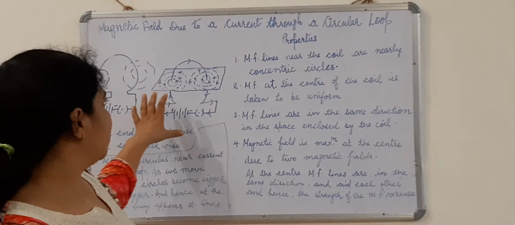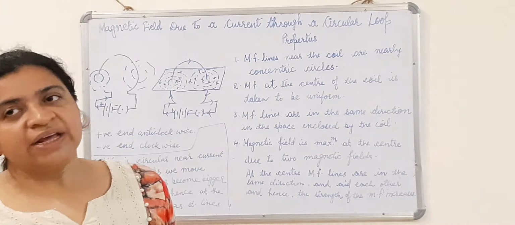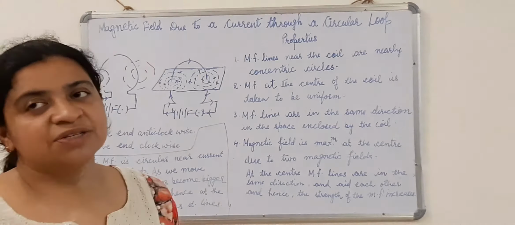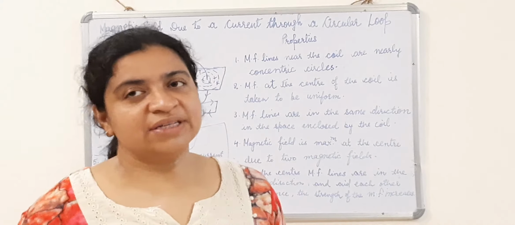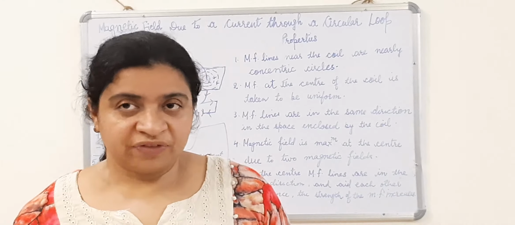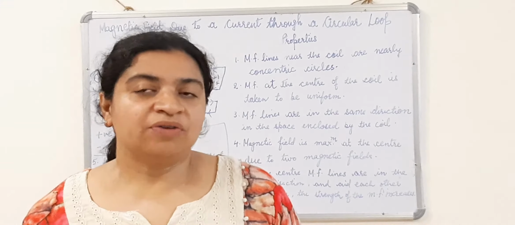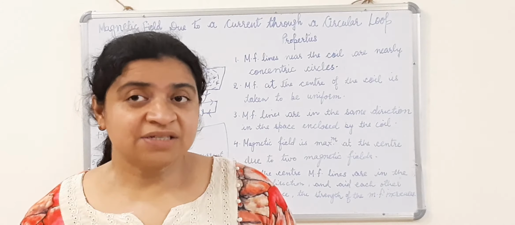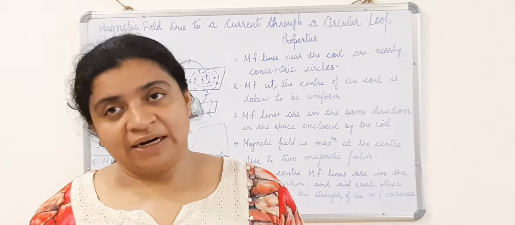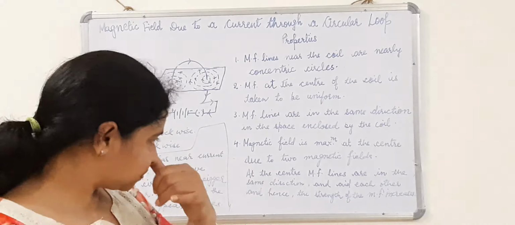Children, here I want to add one more thing. How can we increase the strength of the magnetic field in this case? There are two ways to increase the strength of the magnetic field. One, by increasing the amount of the current. We have seen in the previous activities that when we increase the amount of the current, we get a stronger magnetic field.